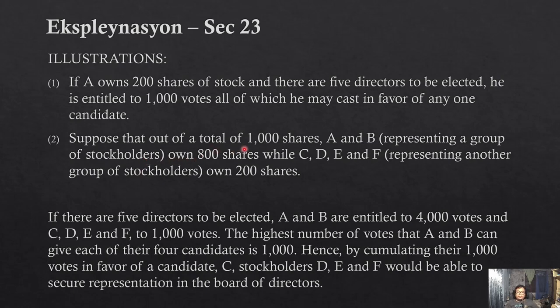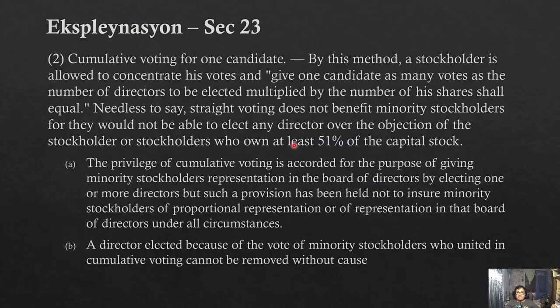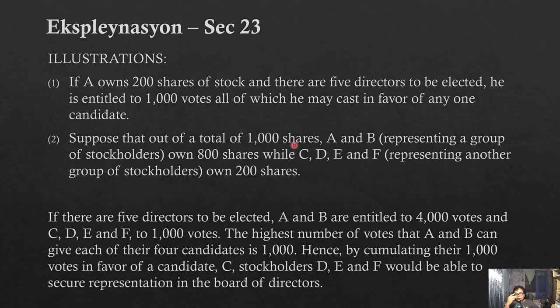Suppose that out of a total of 1,000 shares, si A and B representing a group of stockholders own 800 shares. Kung state voting yan, sila lang makaka-elect ng board of directors. Pero pagdating kay cumulative voting for one candidate, ang mga minorities, in this case, C, D, E, N, F, representing another group of stockholders, 200 shares, pwede silang maka-elect ng kanilang sariling representative. If there are 5 directors to be elected, A and B are entitled to 4,000 votes, si C, D, E, N, F, 1,000. Kasi, 800 times 5, 4,000; 200 times 5, 1,000. The highest number of votes A and B can give each of their 4 candidates is 1,000.